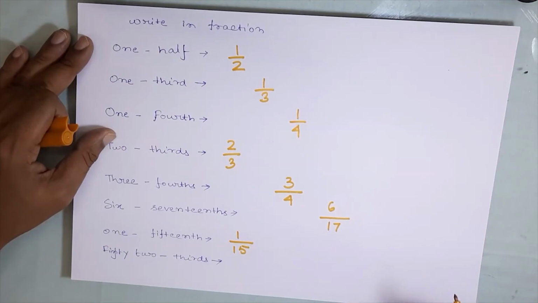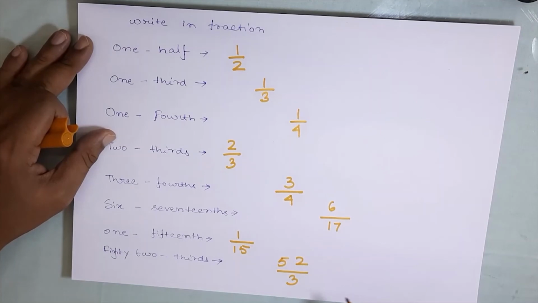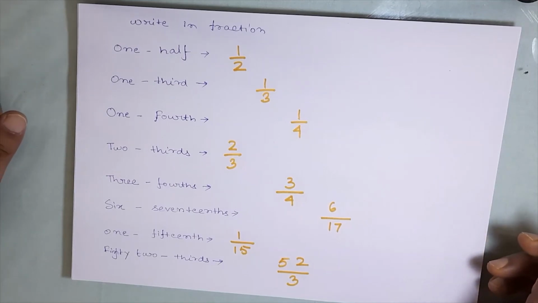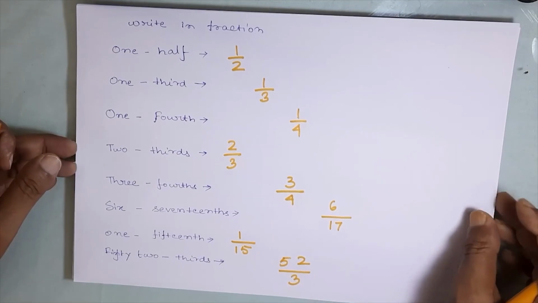So please tell me, 1/15 is what type of fraction? Yes, you're right. It's a proper fraction. Anything else you remember on the fly? Yes, it is a unit fraction because the numerator is 1. 52/3 is an improper fraction. So now we know how to change from words to fractions. Let us go to the next example.